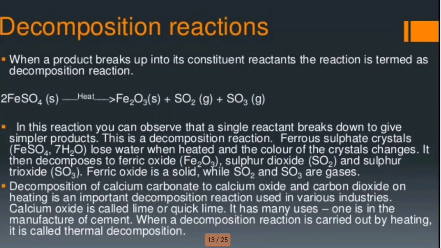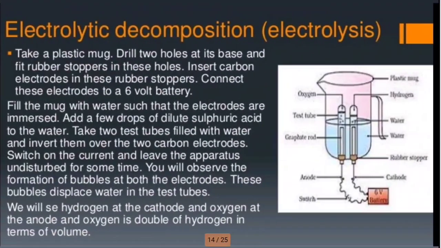Next, there are three types of decomposition reaction: thermal, electrolytic, and photolysis or photo decomposition. First, we discuss electrolytic decomposition. Take a plastic mug, drill two holes in its base and fit a rubber stopper in these holes. Insert carbon electrodes in this rubber stopper. Connect these electrodes to a 6-volt battery. We can study this whole example in our textbook. Okay, you can remember this.